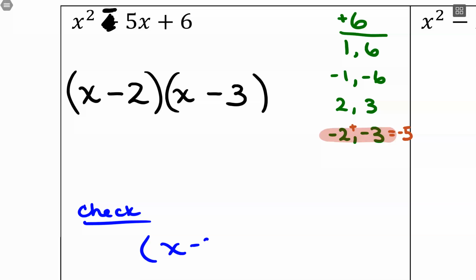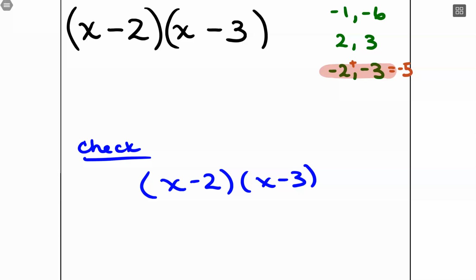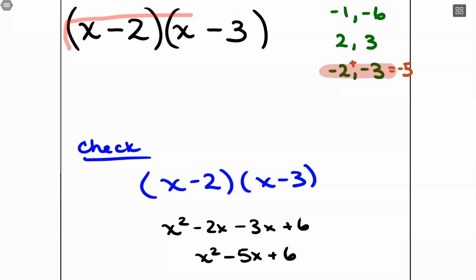All you'll do is FOIL it out. Just make sure that when you check, it's separate from the work. Sometimes students then just FOIL this out and then write x squared minus 5x plus 6, but that's not the factored form. So if you do check your answer, I always like to write a little note and do it off to the side. So if we FOIL x times x, x squared, minus 2x minus 3x plus 6, and that'll get you back to the original answer. But for the factored form, we have our piece up here.